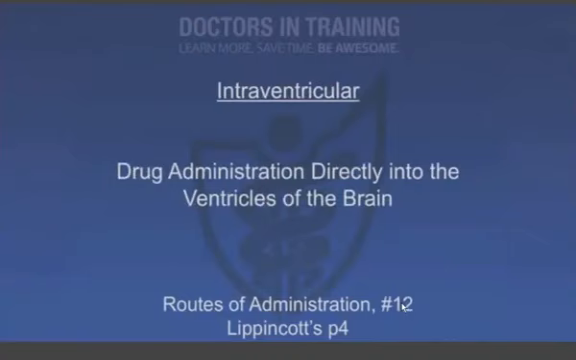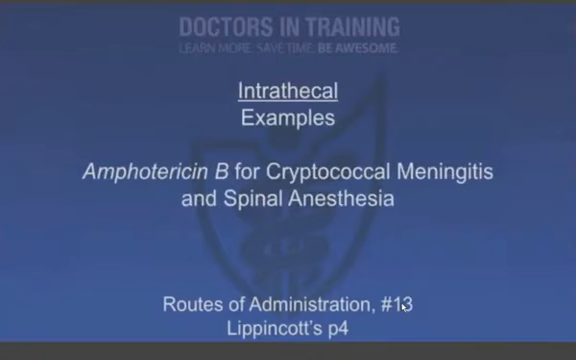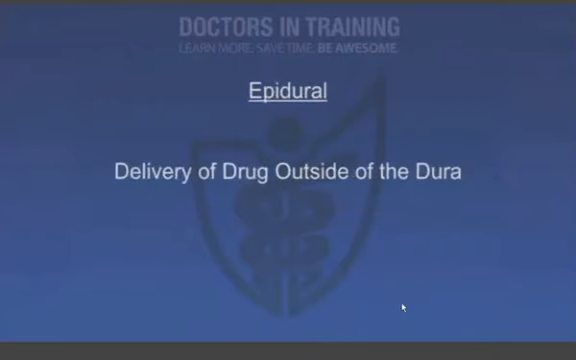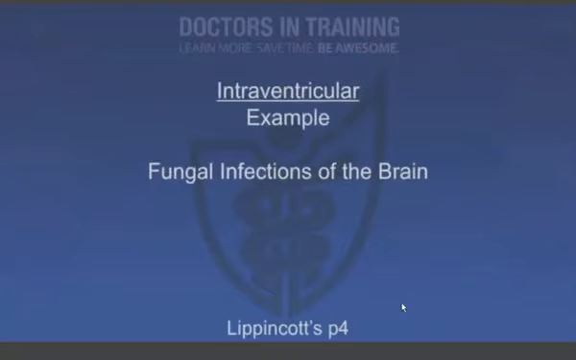Intraventricularly means delivering the drug into the ventricles of the brain. You have a catheter that's tunneled through the skin and under the skull and then into the ventricles. Some examples of this would include amphotericin B, that's delivered intrathecally for cryptococcal meningitis, or spinal anesthesia, which is intrathecal delivery of an anesthetic agent rather than epidural anesthesia, where you're delivering the drug outside of the dura. Intraventricular administration of drug is also sometimes used to treat fungal infections of the brain.